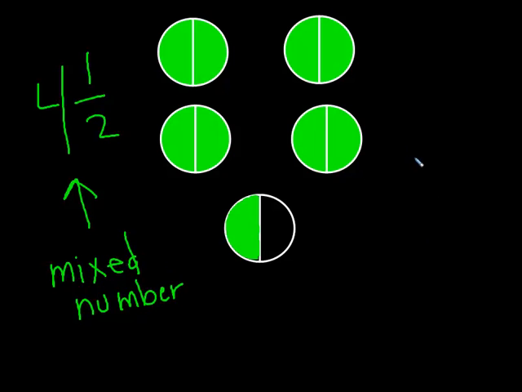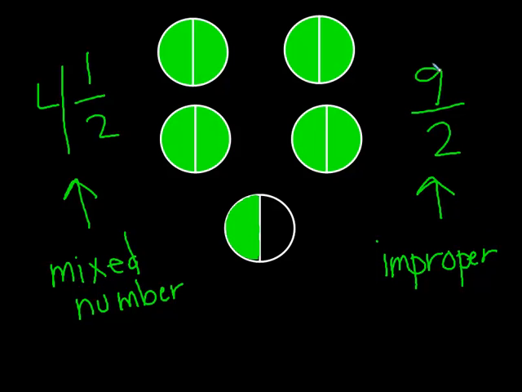I can also look at this and say, okay, all of these fraction circles are in halves, so that would be my denominator. And then I count how many pieces are shaded in. There's 1, 2, 3, 4, 5, 6, 7, 8, 9 pieces. So I have 9 halves colored in. This is an improper fraction. We call it improper because the larger number is in the numerator when we're used to seeing the smaller number in the numerator. But you can have improper fractions.